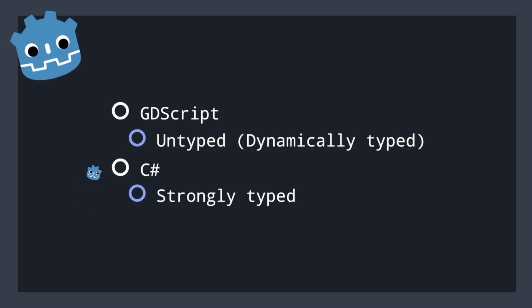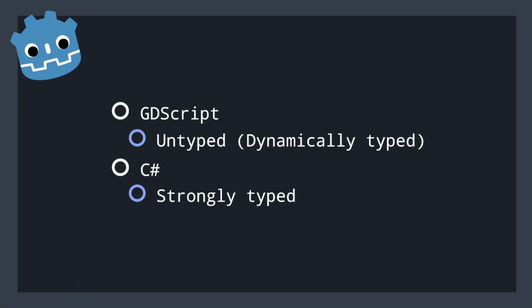The C# implementation is strongly typed because the language itself is strongly typed. But GDScript, which is what we're talking about in this tidbit and the default language that a lot of people are using, is dynamically typed, which we're referring to as untyped. A lot of the documentation has the word static, but in its default behavior, GDScript is untyped.